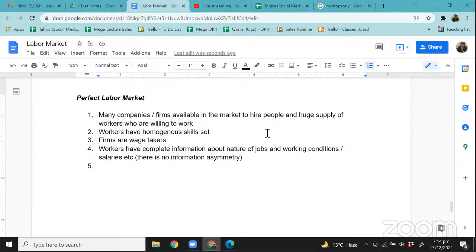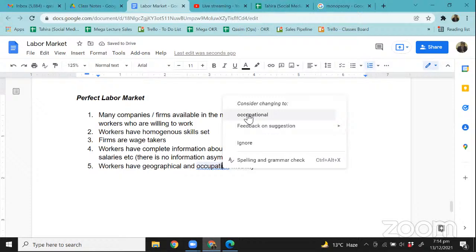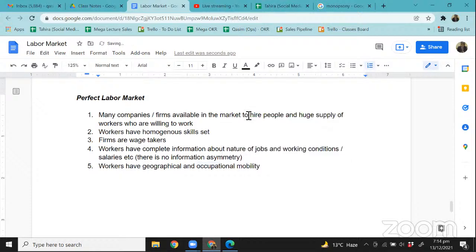And the last, but yet very important characteristic: workers have geographical and occupational mobility. Okay, now let's discuss this one. What is geographical? Geographical obviously means a certain region, a certain place.